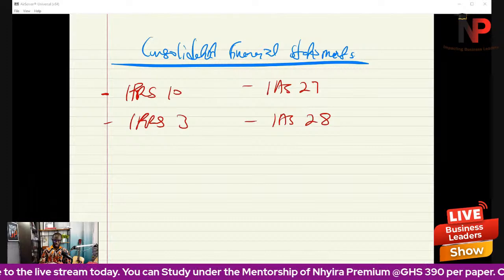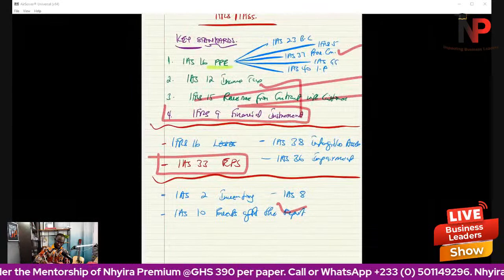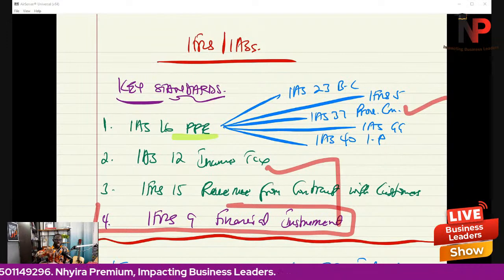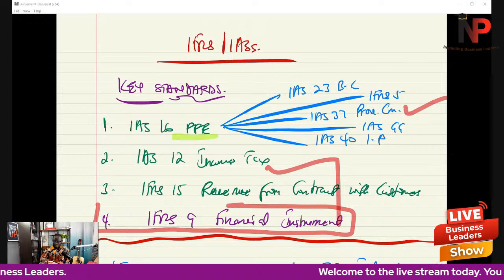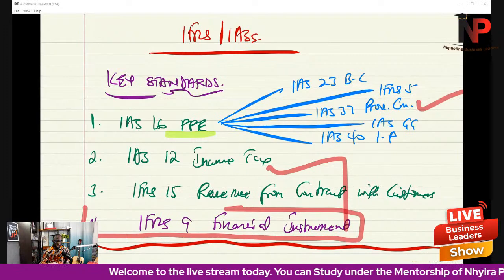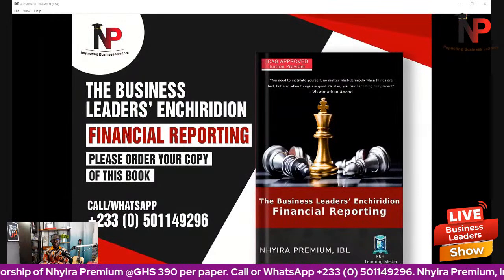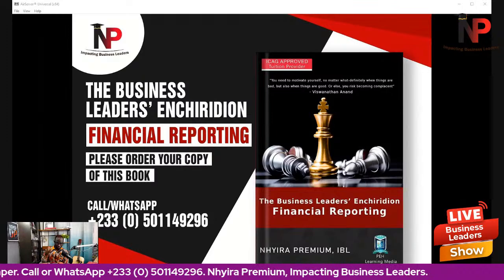So in the accounting standards category, these are the things that we need to understand. Like I said, don't see them as a list of standards that you need to know, because the standards are interconnected. And if you learn them in the manner that they are connected, then you put yourself in the spot to be able to pass the examination. And as we continue with this masterclass, we'll be trying as much as possible to go through as many of the standards as we can. And like I said, all of the content that we'll be sharing exclusively on this masterclass will be coming from my financial reporting book and my corporate reporting book as well.